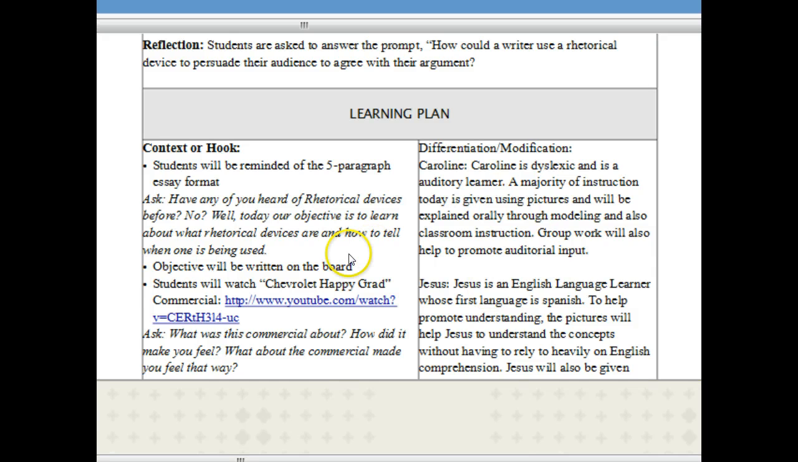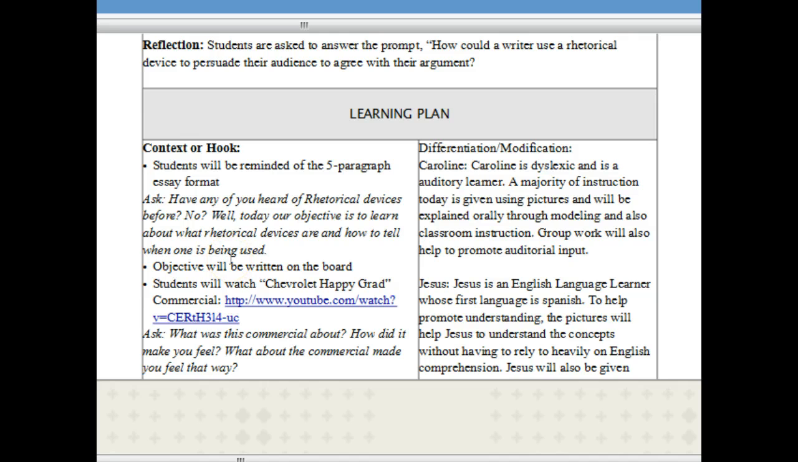I like that in your learning plan, you have thought through what it is that you want to actually say to the kids. I think that helps me to get inside your head too and to understand what kind of a teacher you want to be, how you want to speak to your students. Right, our objective is to learn about what rhetorical devices are.